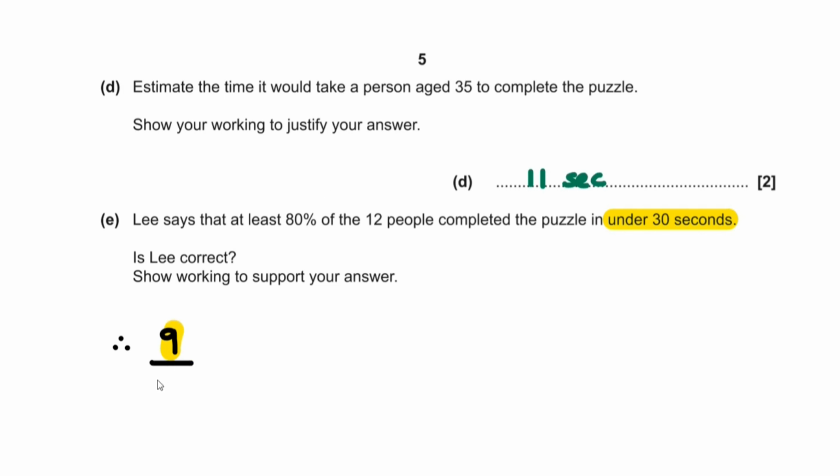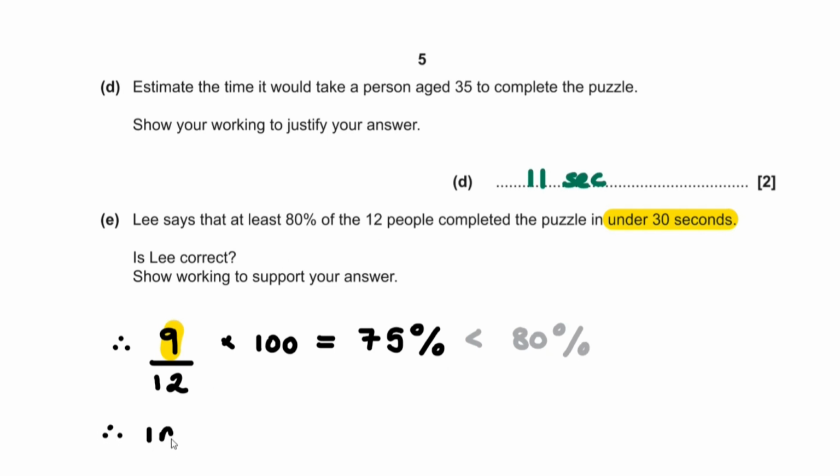over 12 people, and if I multiply this by 100, we get 75%. Now clearly, this is less than the 80%, which is what Lee is suggesting. So is Lee correct? Well, we can conclude Lee is incorrect.